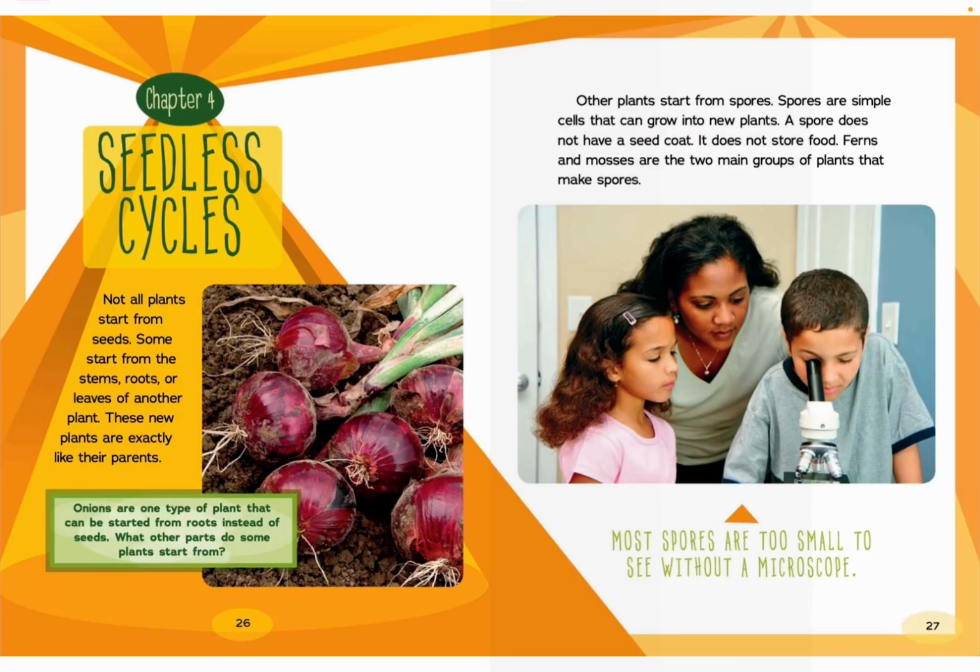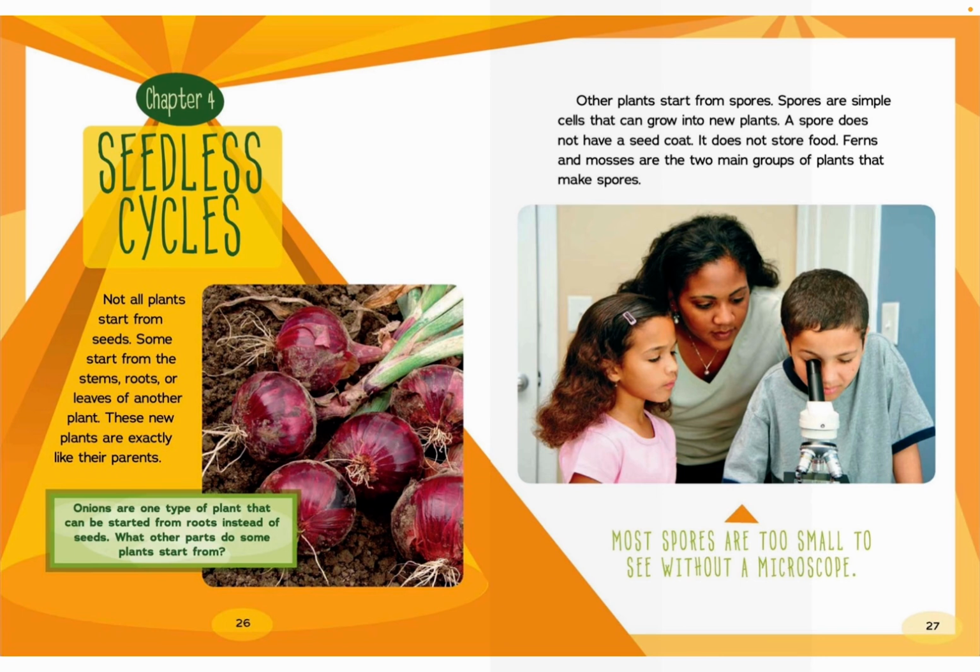Not all plants start from seeds. Some start from the stem, root, or leaves of another plant. These new plants are exactly like their parent plants. Other plants start from spores. Spores are simple cells that can grow into new plants. A spore does not have a seed coat. It does not store food.